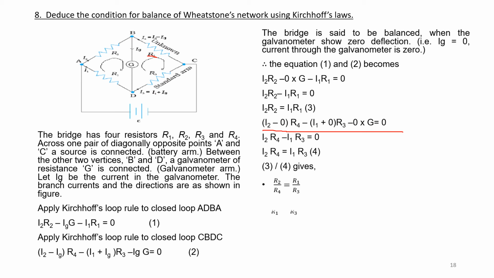This is the balance condition. Therefore R2 by R1 is equal to R4 by R3. This is the balancing condition of Wheatstone bridge. We can calculate the value of R4 in terms of known resistances. If R1, R2 and R3 are known, we can find out the unknown resistance.